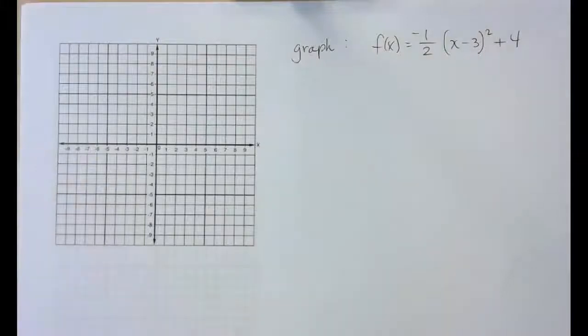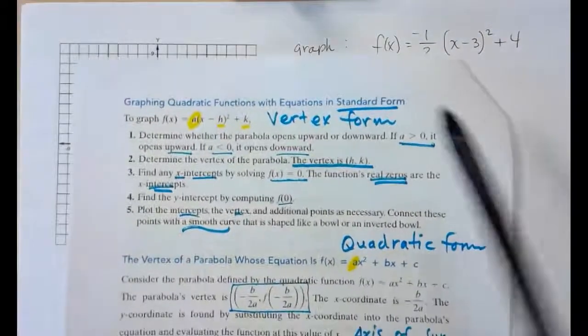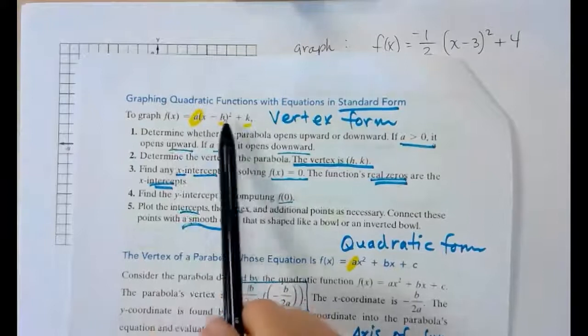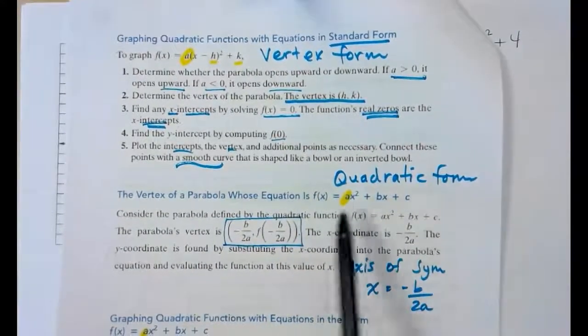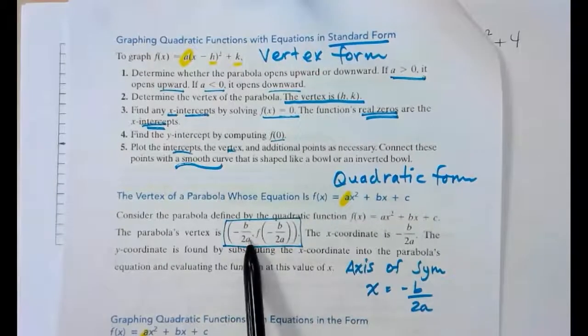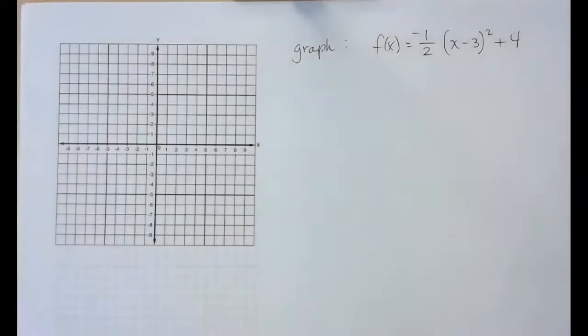Hello, Pre-Cal. This is a quick recap for graphing parabolas that we've been looking at in section 2.2. Just a reminder, we have two different forms. We have the vertex form where you can clearly see h, k, and then we also have the quadratic form, which we'll need to use the vertex formula. I'm going to go through both of those quickly in this video as well as a quick application.